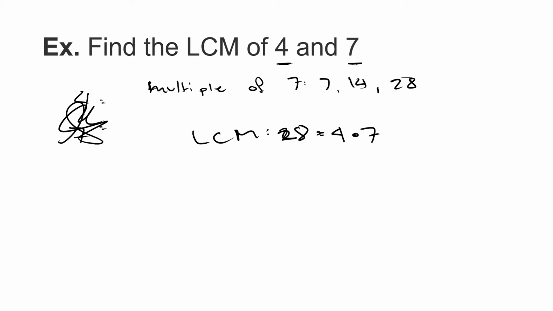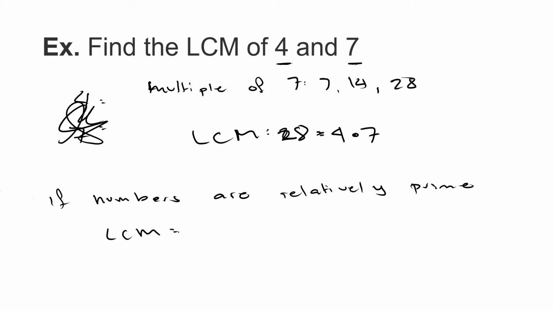So, here's the thing. If numbers are relatively prime, hopefully you still remember this from the first quarter, the LCM is number 1 times number 2 times dot dot dot.